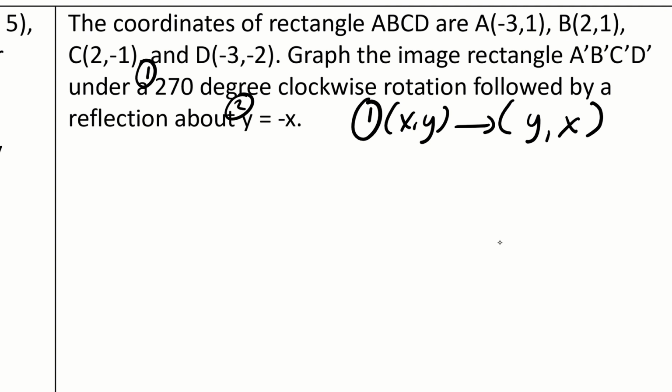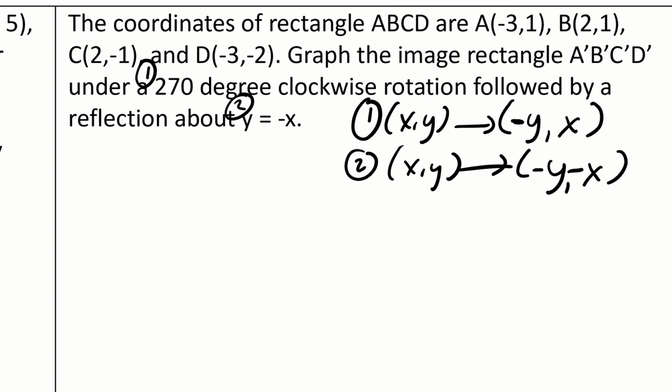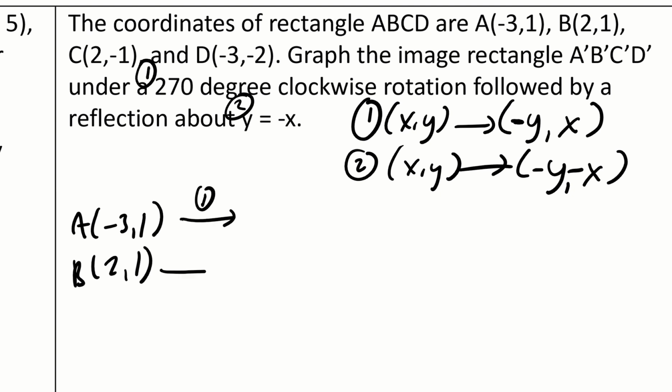you're going to need to switch the coordinates and then negate the first coordinate. And then again, just to remind you of the reflection about y equals -x, we switch the coordinates and then negate both of them. So again, I'm just going to show you how to do just a few of them, not all of them. I'm just going to do 2 of them. Okay, so let's do the first one and second one here. If I switch the coordinates, this turns into 1, -3. Then I'm going to negate the first coordinate, so that turns into -1.